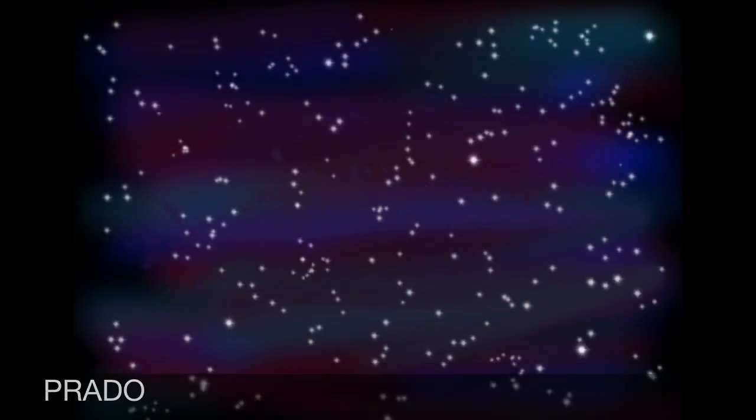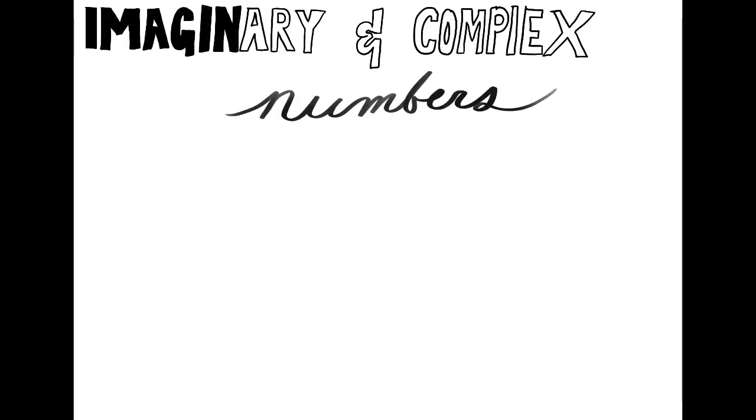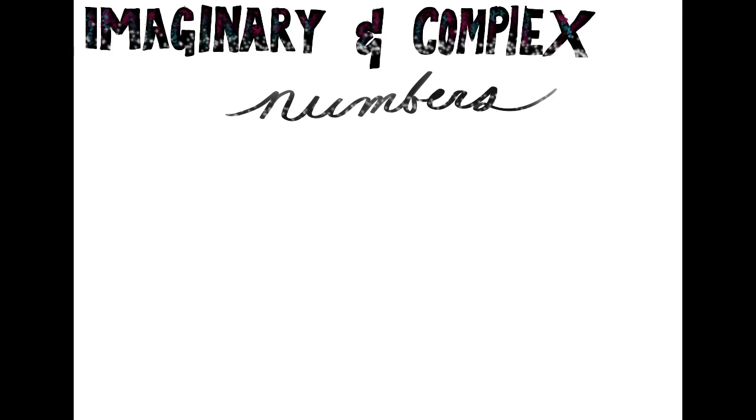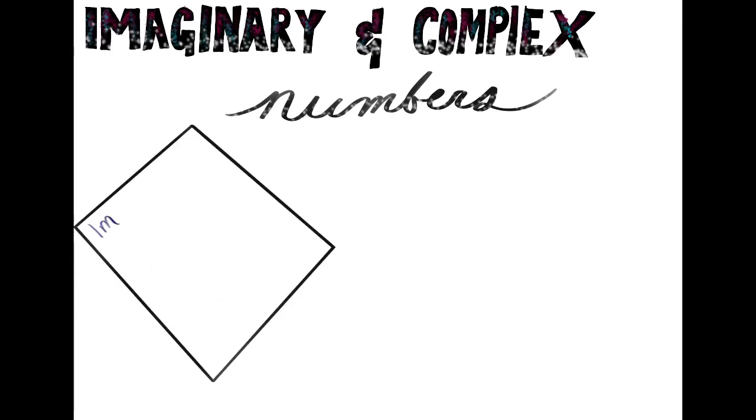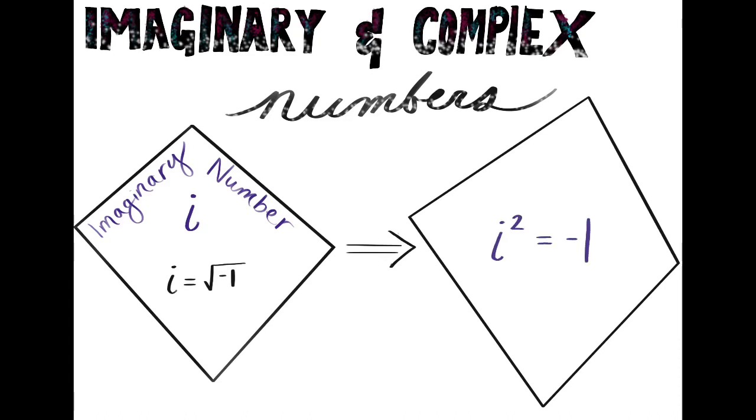Today we are going to talk about imaginary and complex numbers. So let's start off by talking about the definition of an imaginary number. An imaginary number is labeled i. So we're going to define i as being equal to the square root of -1. Now, if we square both sides, we can also use the definition i squared is equal to -1.